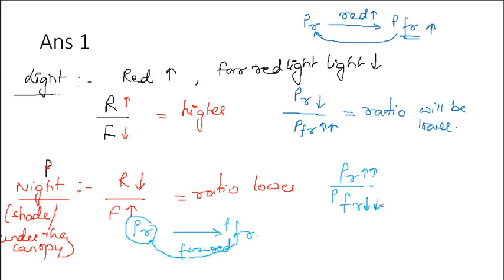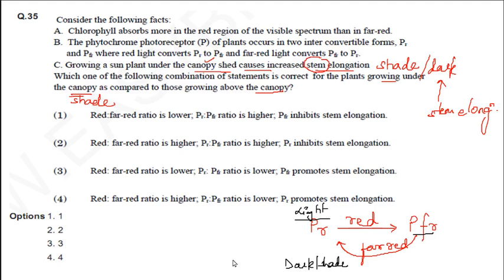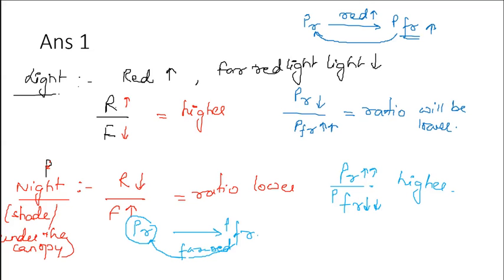So coming back to the question, what we concluded from the last explanation, look here. See, we found that under the canopy, the ratio of red light to far red light is lower, but PR to PFR is higher. Okay. So see, the red to far red ratio is lower. This is what we got. And PR to PFR ratio is higher, which is right.